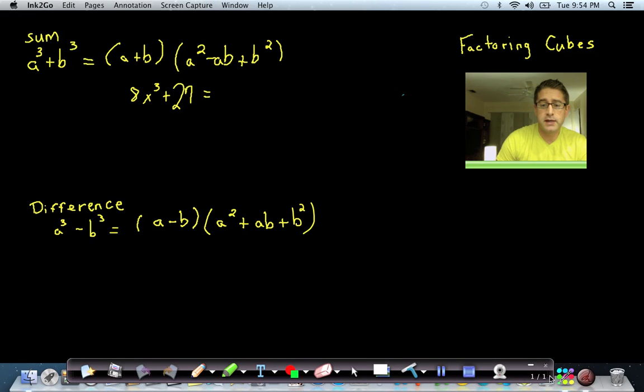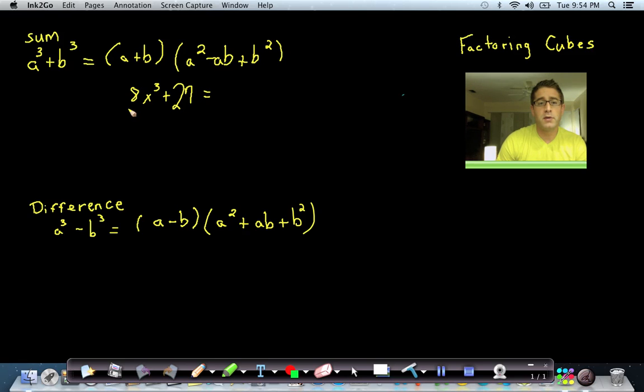Alright, so check this out. The first one is a plus b, and then we broke it down to a pattern of a squared minus a times b plus b squared. So the sum of two cubes, it looks like this. Now here's a problem you'll see on your pre-task, 8x cubed plus 27.